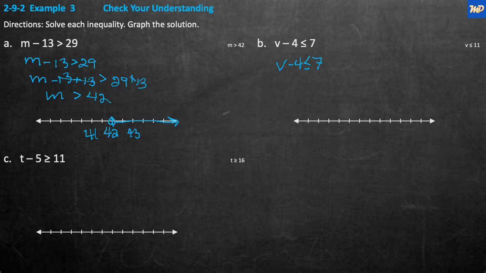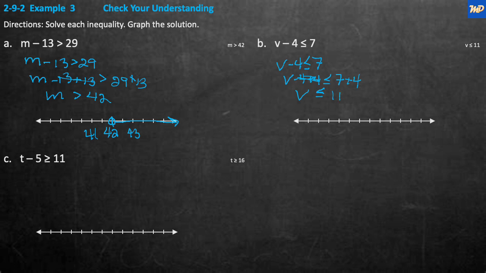So v is not by itself. It has a negative 4. So we have to get v by itself, which means we have to get rid of the negative 4. To get rid of a negative anything, you have to add a positive something. And that positive happens to be the opposite of the number you're trying to get rid of, positive 4. So v minus 4 plus 4 is less than or equal to 7 plus 4. Okay? And when we simplify this, the 4's are going to cancel, so v is less than or equal to 7 plus 4, which is 11.